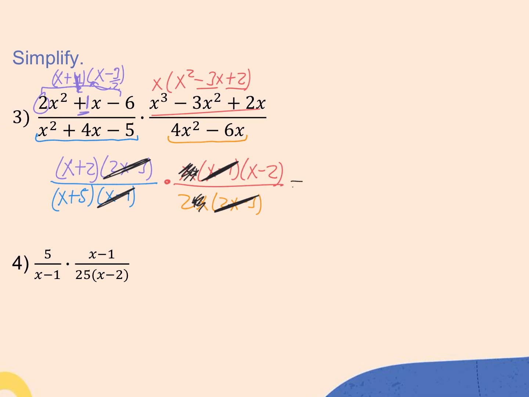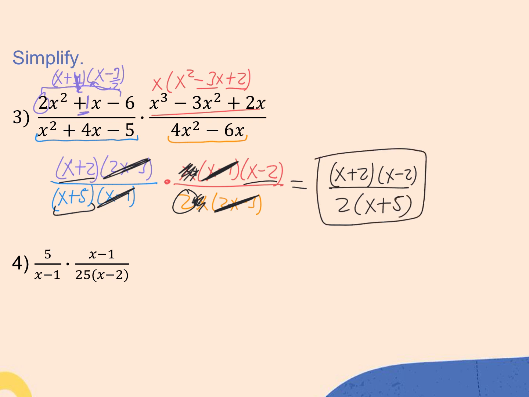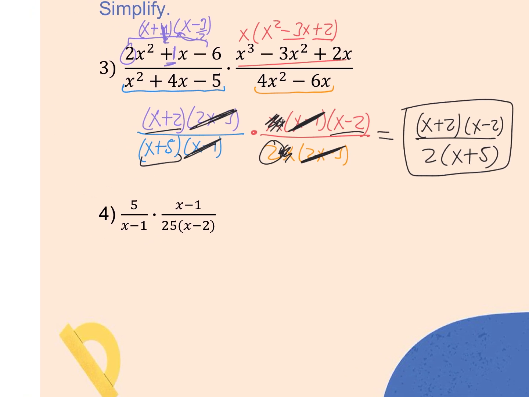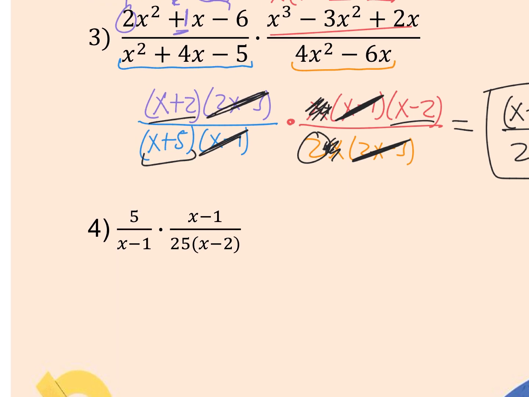All right, so then what I'm left with on the top is an x plus 2 and an x minus 2. All right, x plus 2, x minus 2. And then on the bottom, I have a 2 and an x plus 5. Nothing more we can do to that. I would leave that alone. All right, I know it's tempting. You see the 2's, you want to maybe try to cross them out. You see the x's that are the same on the top and the bottom, you want to try to cross them out. Do not do that, because none of these are matching factors, right? Only matching factors.